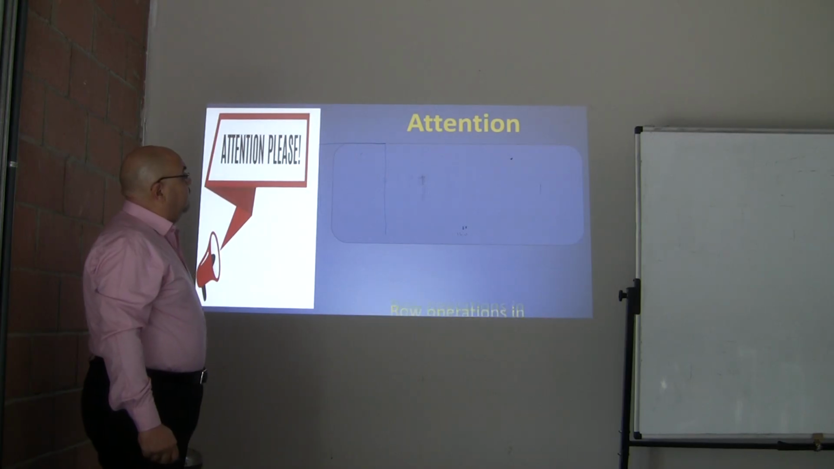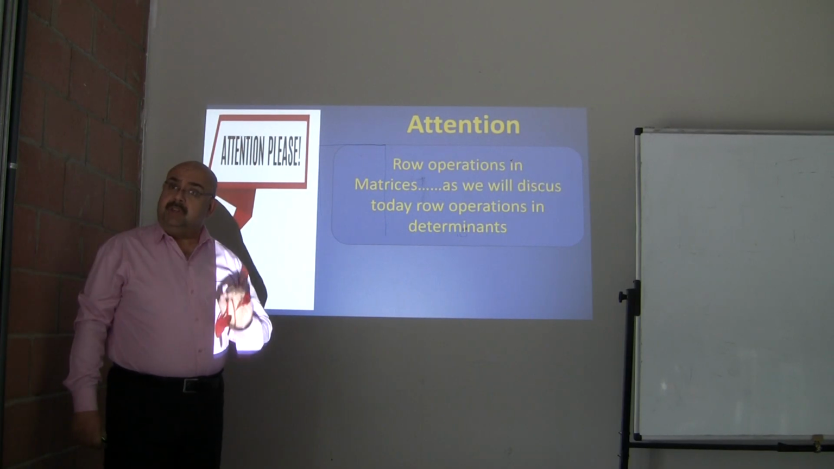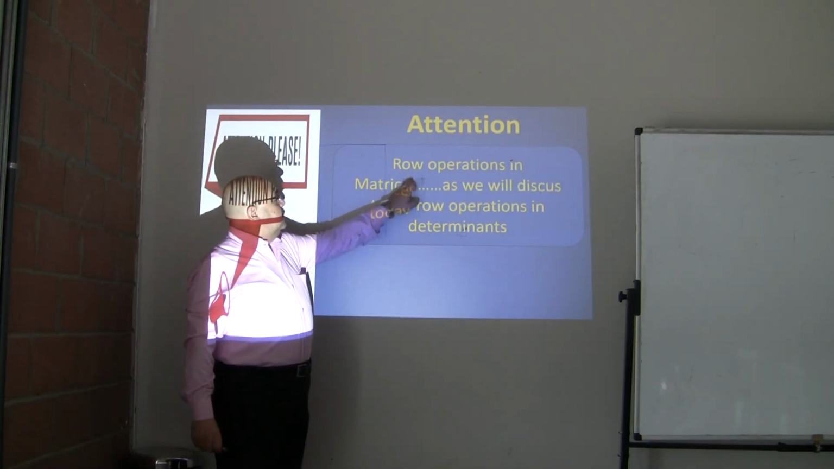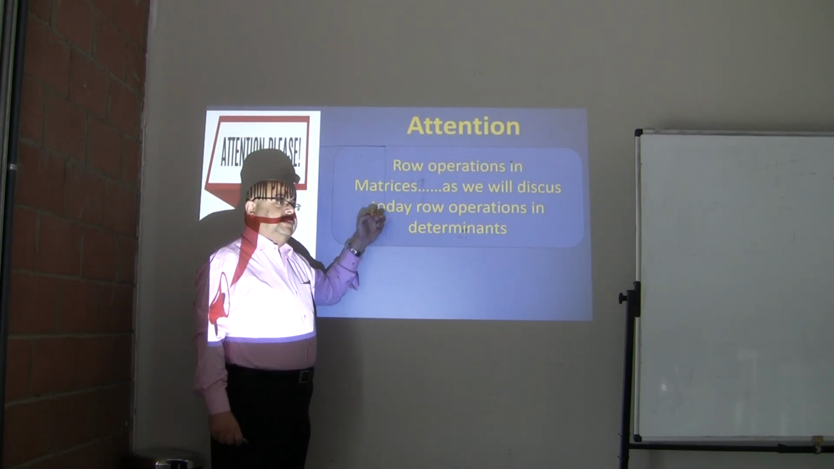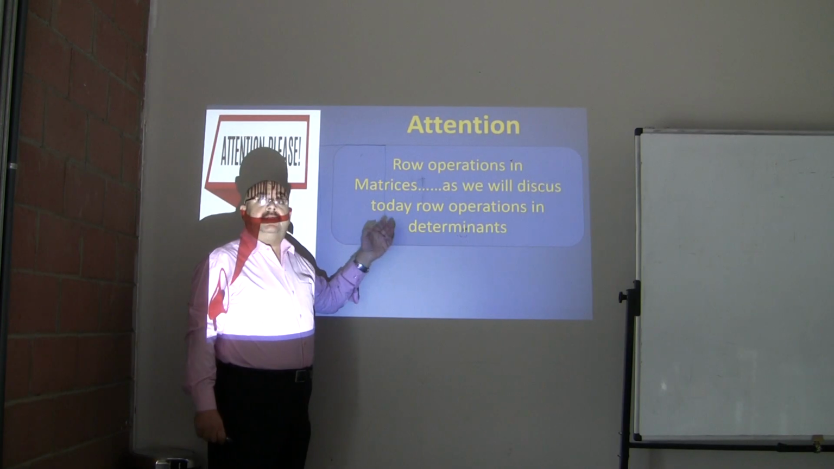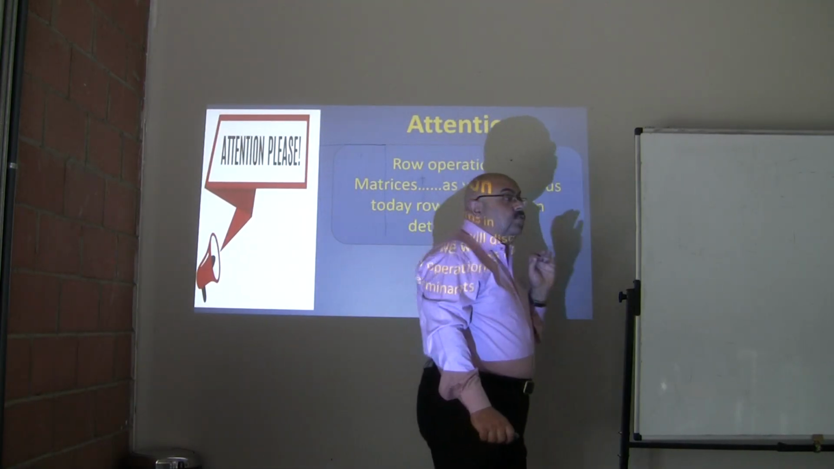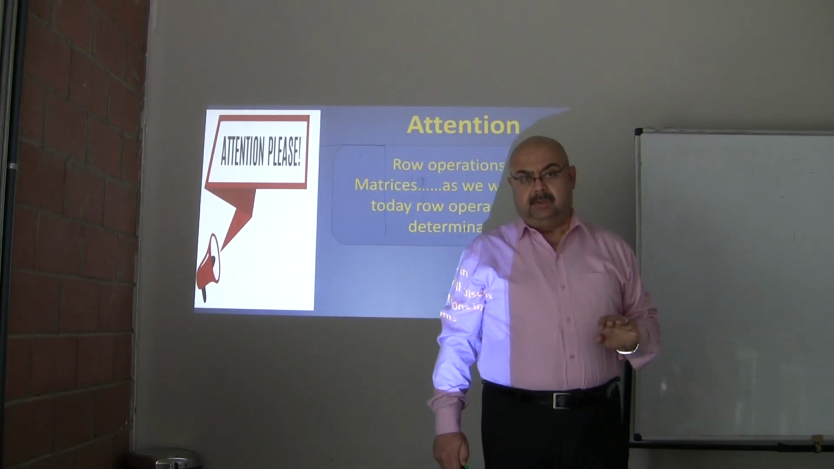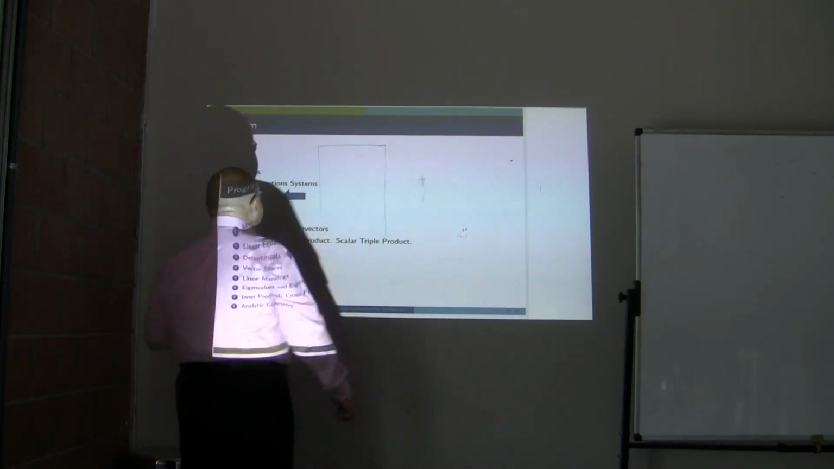I want you to pay attention to the row operations in specific. I was just telling you about this: the differences between the row operations in matrices and the corresponding row operations in determinants. This part is really very important. It's a little bit confusing if you didn't study well the properties of the row operations in matrices and determinants. We will talk a lot about determinants today in specific.